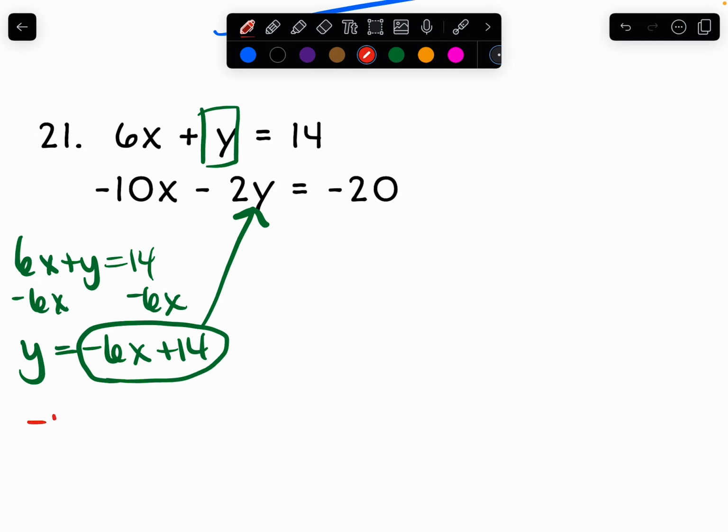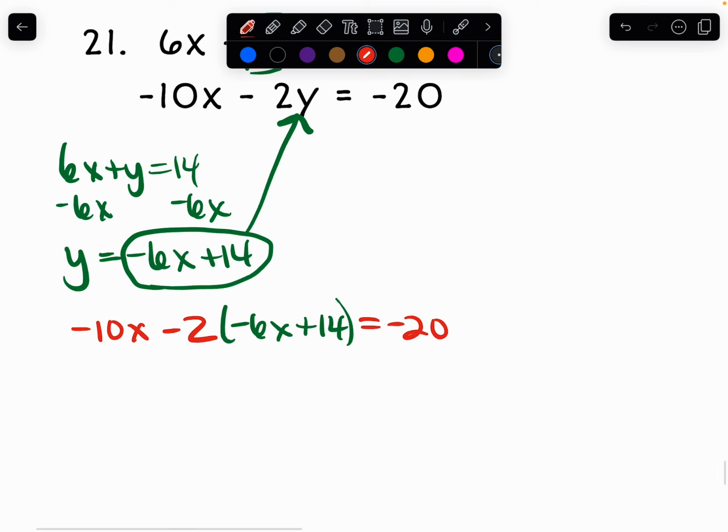Okay, so I have negative 10x minus 2. I'm going to replace the y with negative 6x plus 14, and I'm going to write equals negative 20. So all I've done is replace the y. That's the only thing I've done.